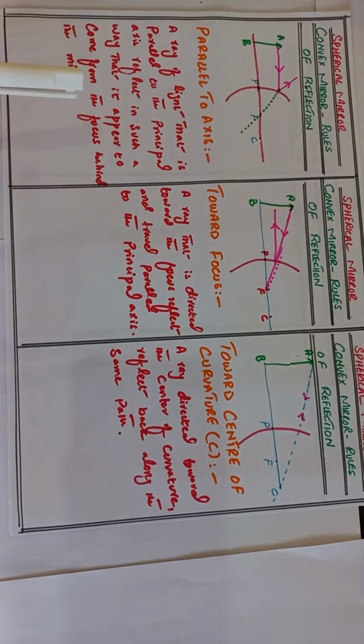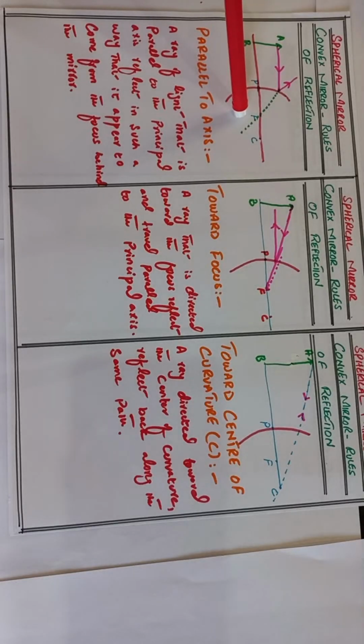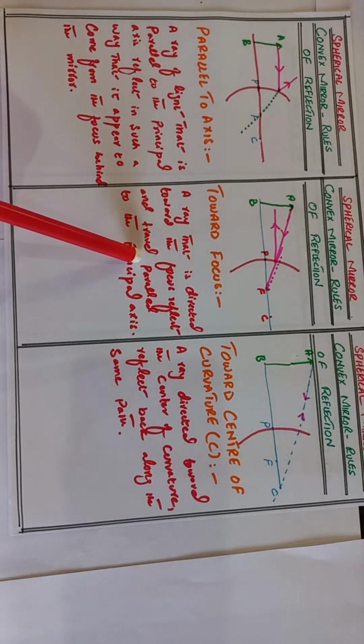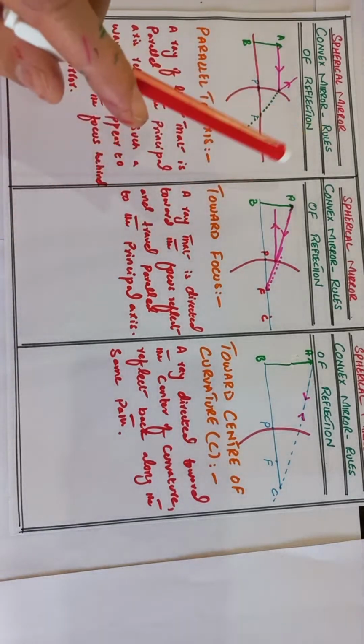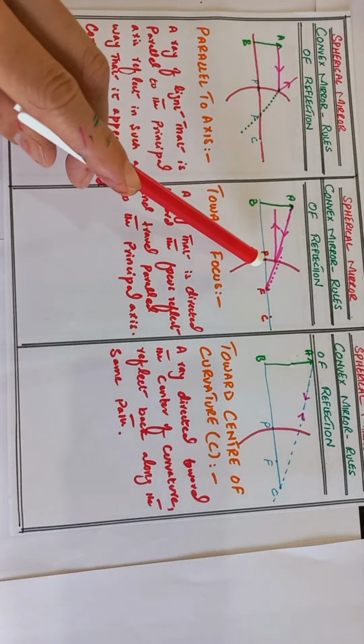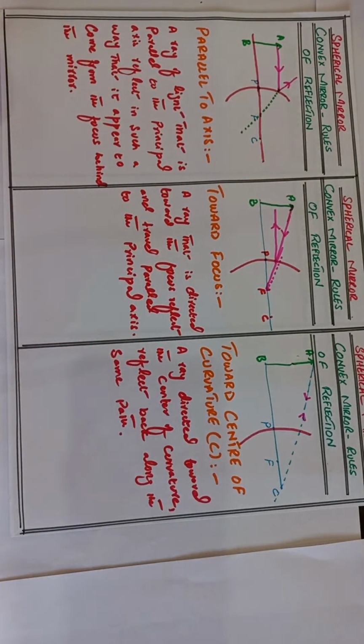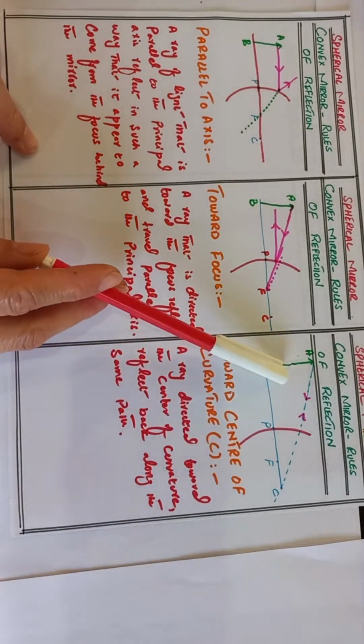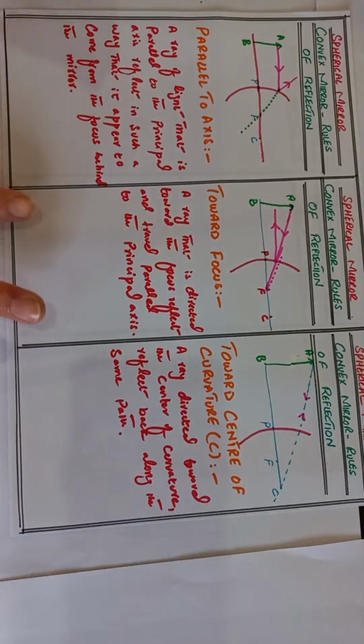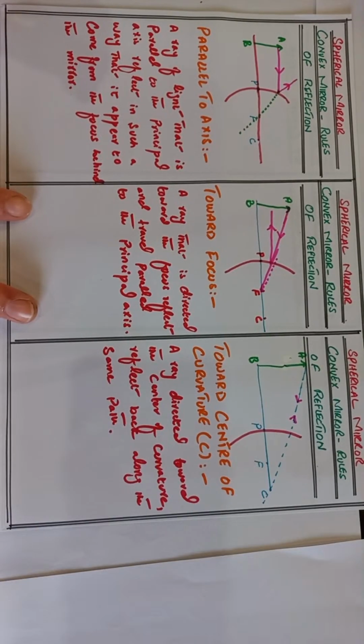First rule: whenever the ray is parallel to the principal axis, it reflects. When we trace the ray behind the mirror, it comes from the focus of the mirror. Then we discuss the second rule. Second rule: whenever the ray is directed toward the focus, it reflects back and comes parallel to the principal axis. And third rule: when the ray is directed toward the center of the curvature, it reflects back along the same path. That is the three rules. Now we discuss the last rule.